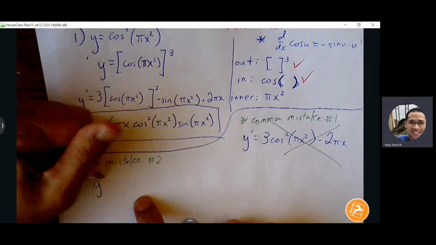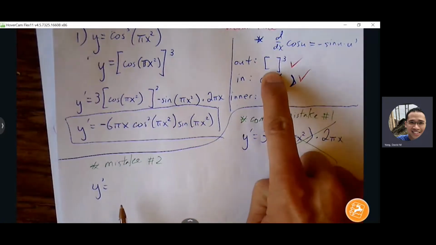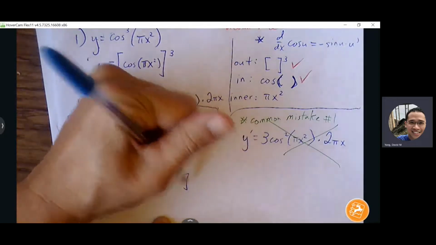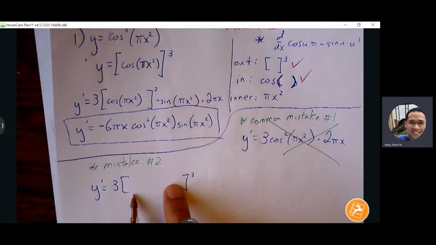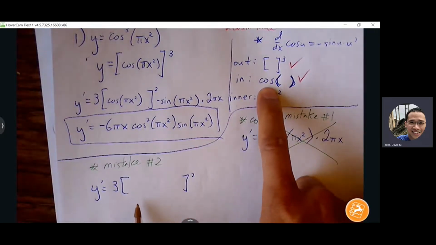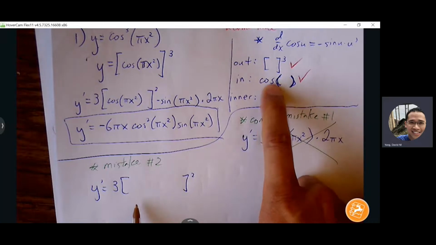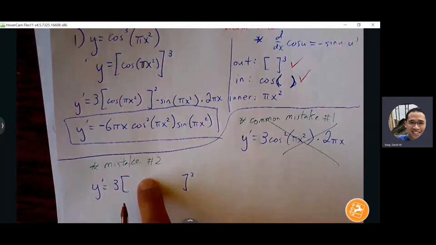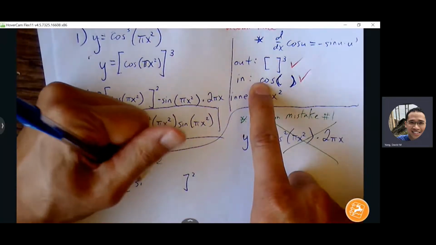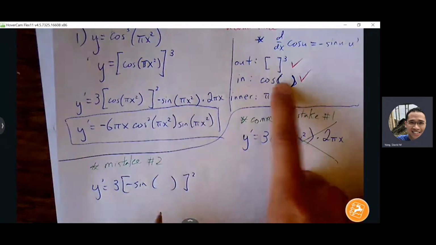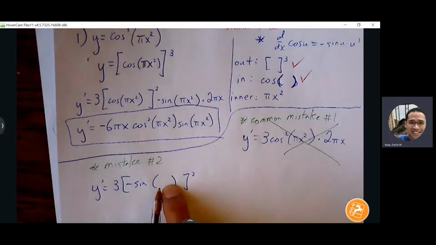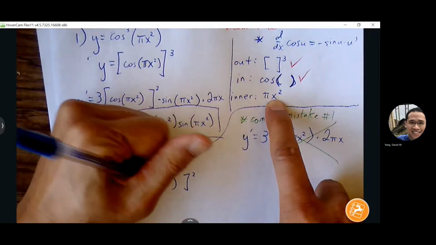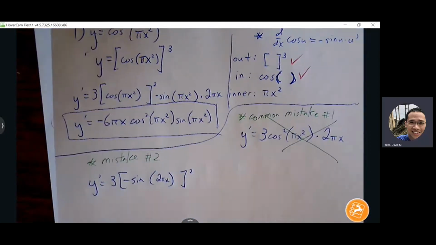Y prime equals, they see the bracket cubed, so they do the derivative, which is fine. But then they say, well, I'm moving on to my inside function. Cosine's derivative is negative sine, and it's inside, so I should put it on the inside. So they say negative sine of u. Okay, I'm ready for my inside derivative, and then they say pi x squared becomes 2 pi x. Okay, it looks nice and streamlined.